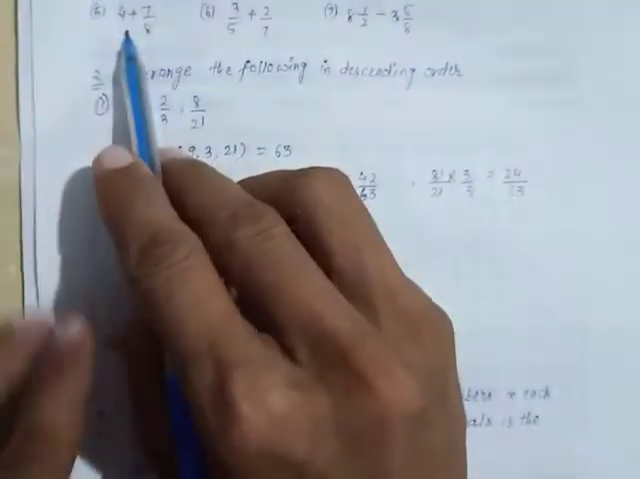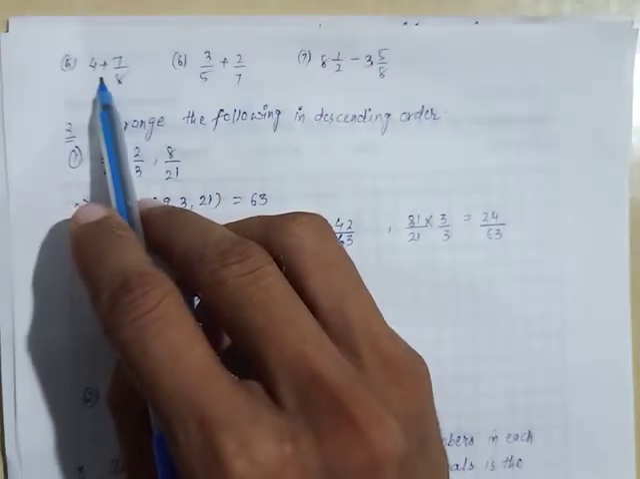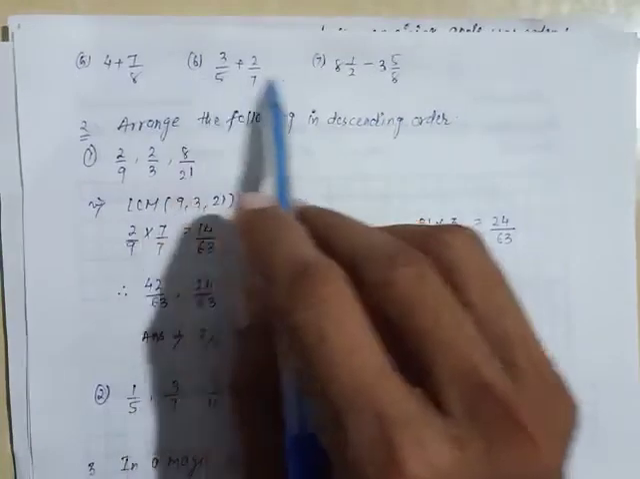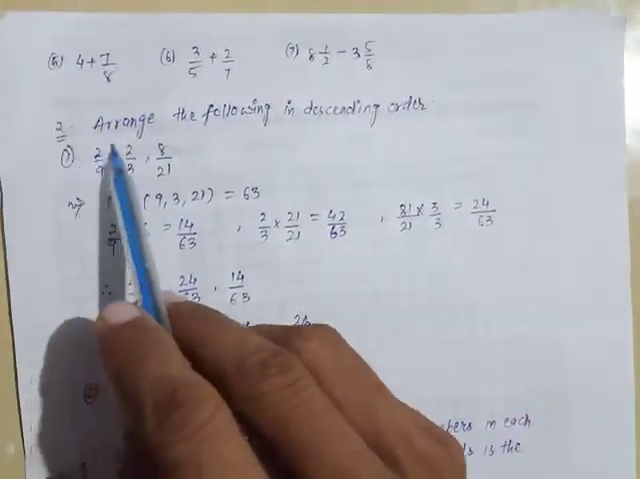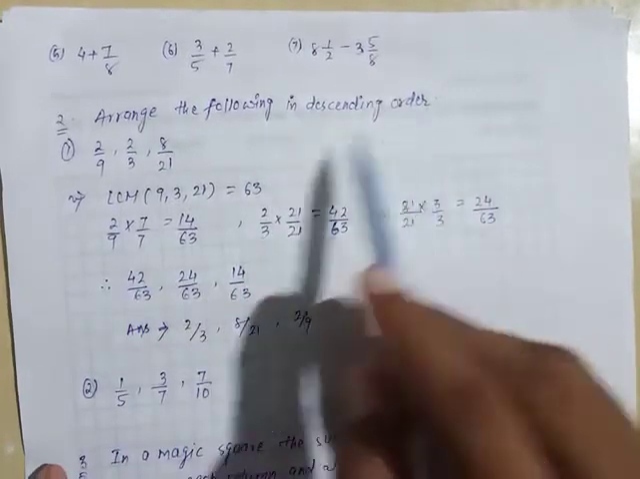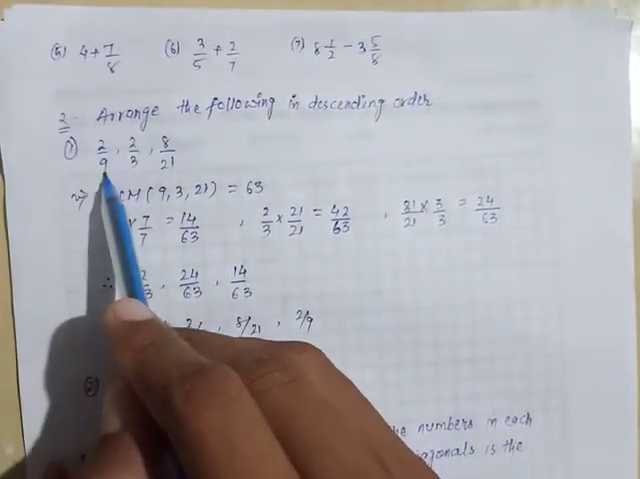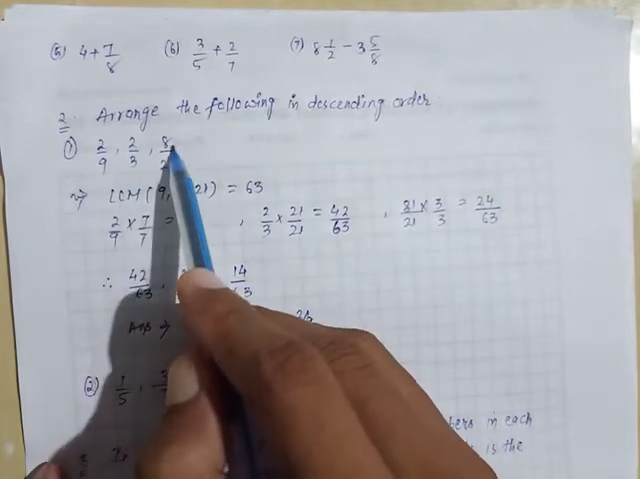Now question number 5, 6 and 7 for you as homework. Now come to the question number 2. Arrange the following in descending order. The question number 1 is 2/9, 2/3, 8/21.